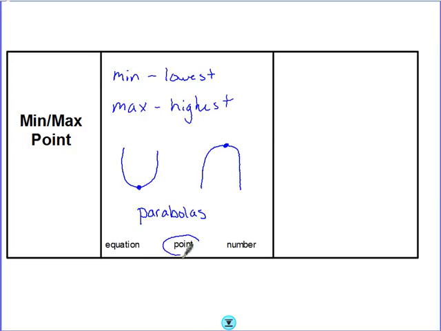Alright, so these are points. These are ordered pairs. If it's on a graph, you just look at it and find the point. If you're given the equation, the min or max point is also the vertex. That's where the graph changes directions. So to find it, we're going to find it the same way that we found the vertex. So min and max point, find it the same way as the vertex.